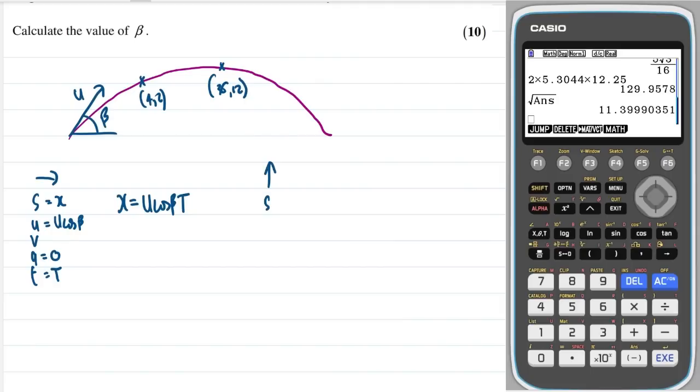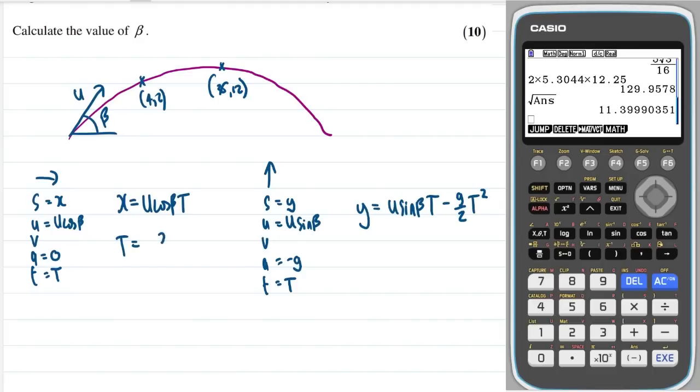And let's look at the vertical. Similar, but acceleration is minus g, or minus 9.8. U is u sine beta. And again, at any particular time, the position in terms of y, in terms of height, is ut plus a half at squared, like such. Okay, and essentially we have a set of parametric equations here, which we can find a Cartesian equation for by eliminating the parameter, in this case t.